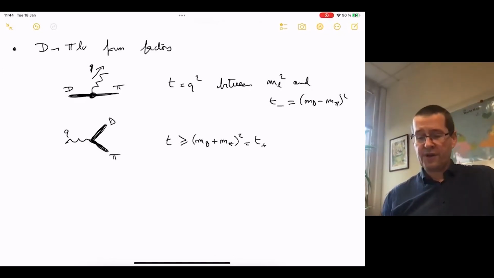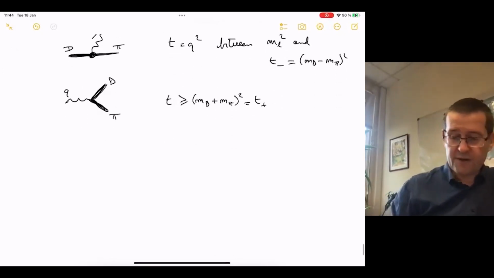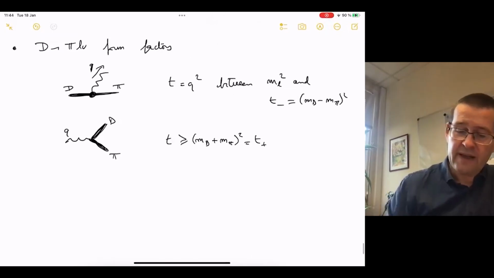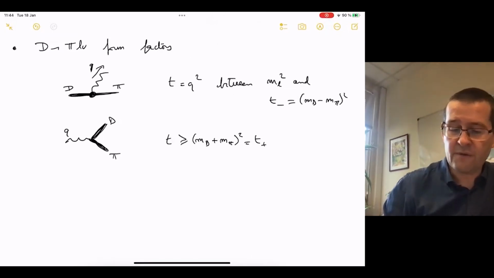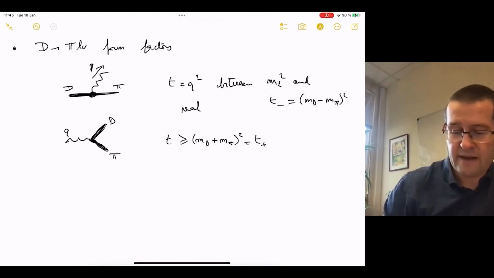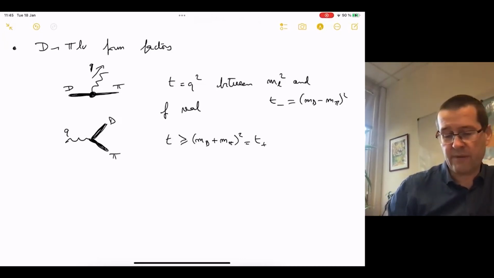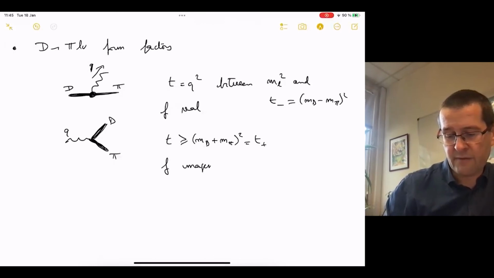So above the threshold, the D pi threshold. And actually here, before I couldn't put any kind of intermediate state no matter what. So that means that here my form factor f is real, but here I will have an imaginary part.